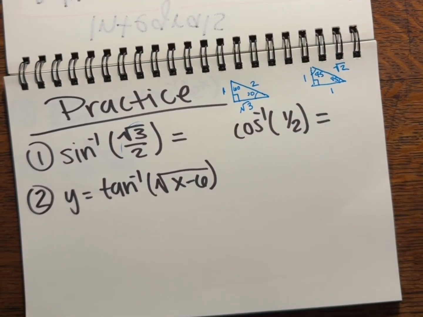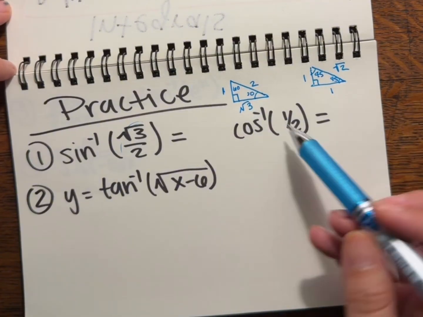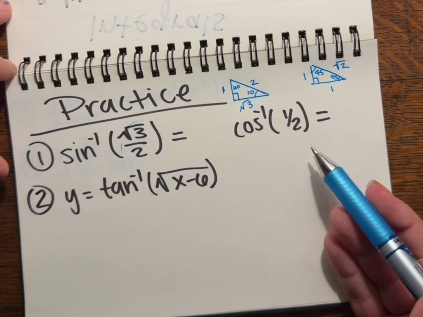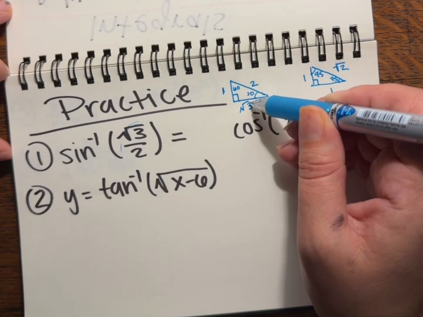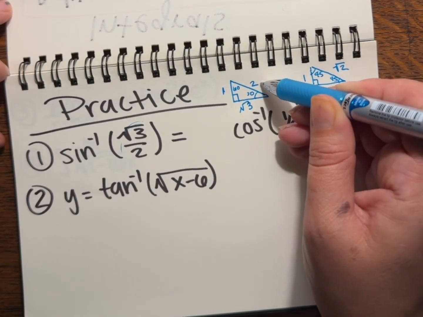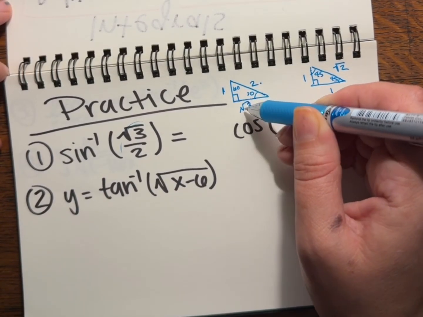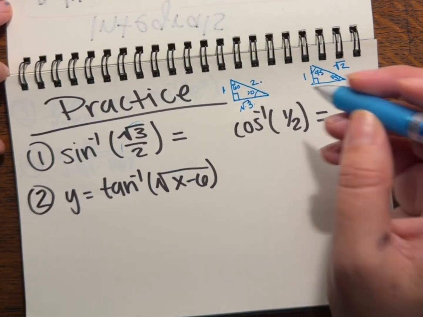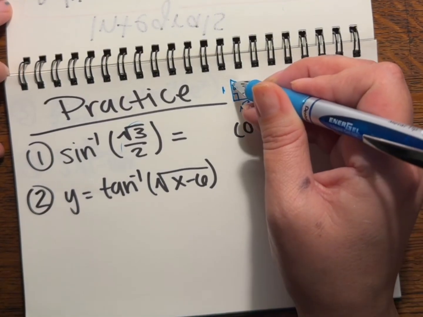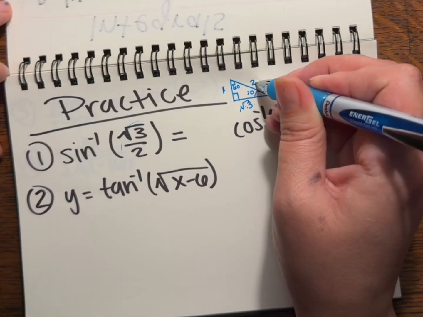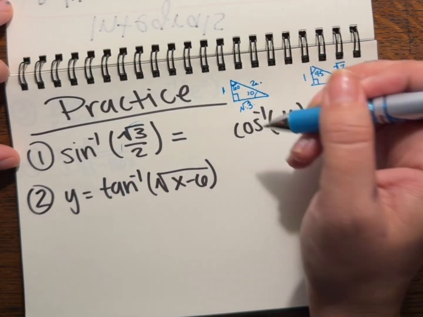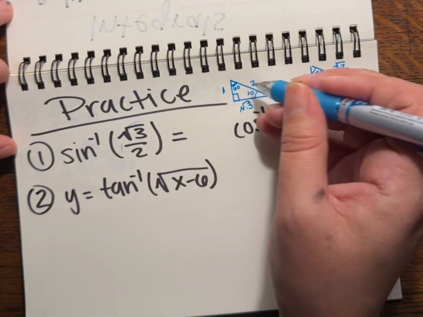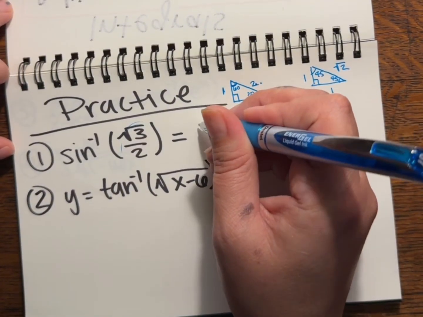And so we know sine is opposite over hypotenuse, so which angle here will give you radical 3 over 2? Here's the radical 3, and here's the 2. So radical 3 is opposite the 60. So sine of 60 is radical 3 over 2. That's how we know inverse sine is 60 degrees. And we write it in radians, so 60 degrees in radians is pi over 3.